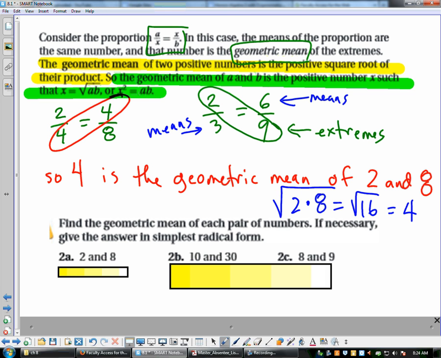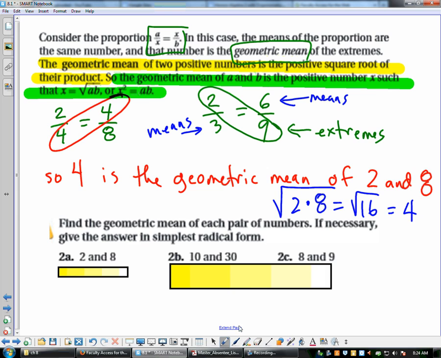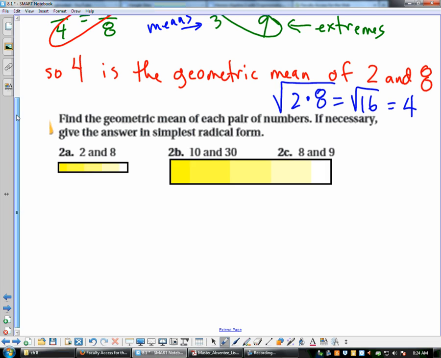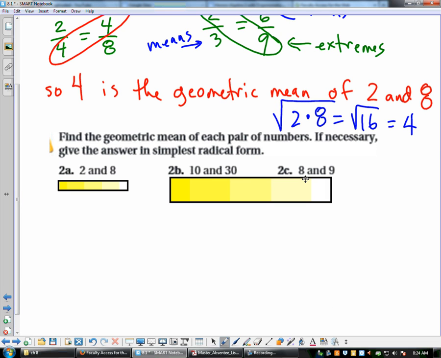Okay, so in this example, find the geometric mean of each pair of numbers. If necessary, give the answer in simplest radical form. So we're going to be practicing simplifying radicals again today. All right, so let's try this first one. If we want to find the geometric mean between 2 and 8, it's 4. Well, we already knew that one, right?